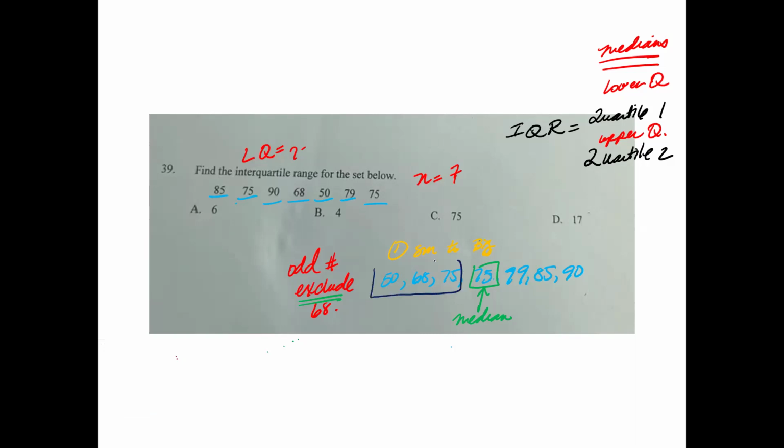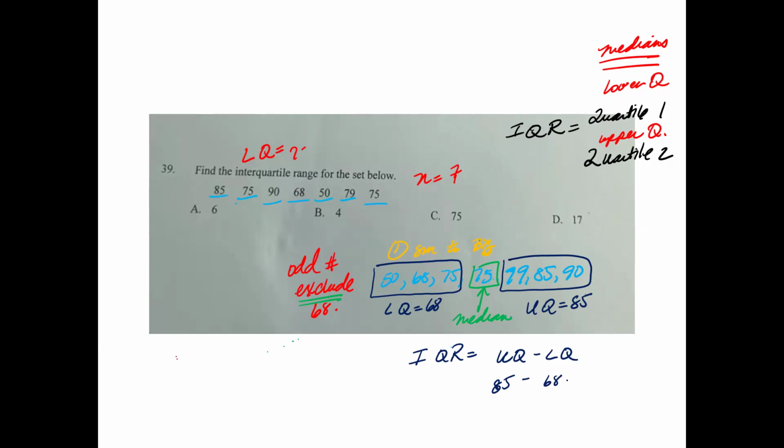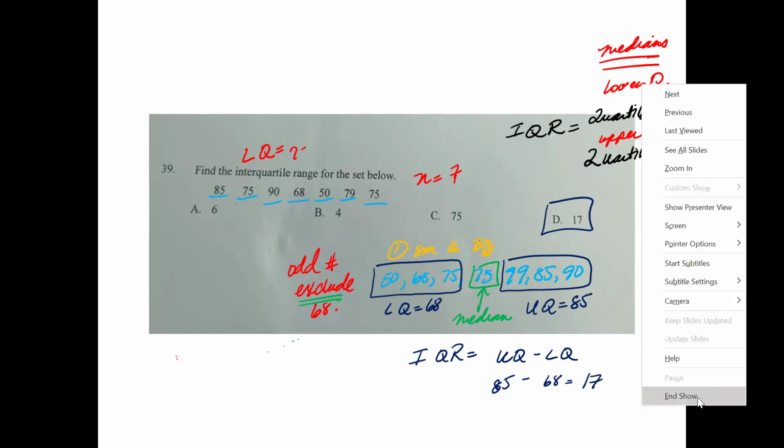So your lower quartile. Okay. What's your middle number of the lower side? 68. Good. Upper quartile is going to be here. What's your middle number of the upper side? 85. Okay. Your interquartile range is going to be the upper quartile minus the lower quartile. Good. What's 85 minus 68? 17. So your answer is 17. All right, that concludes everything.